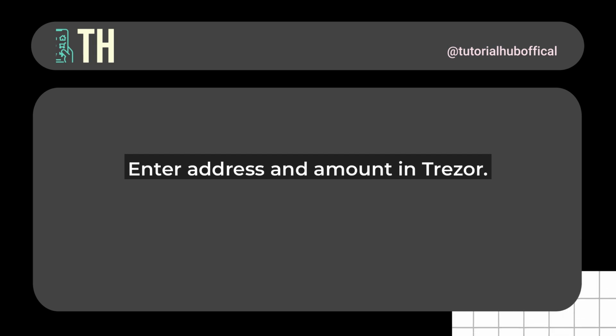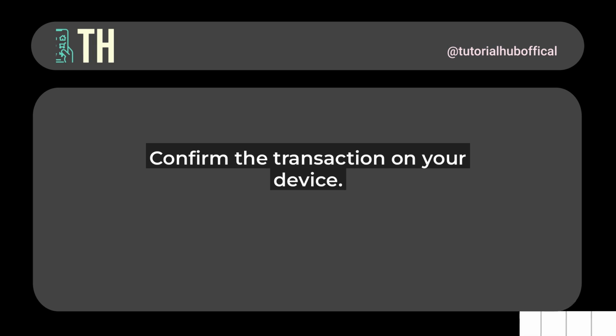Step 4. Back in Trezor Suite, paste the Kraken deposit address into the recipient field. Enter the amount of AVAX you want to send, and review the transaction details, including network fees. Step 5. Hit Send, and confirm the transaction on your Trezor device itself. You'll need to enter your PIN and approve it on the hardware for added security.